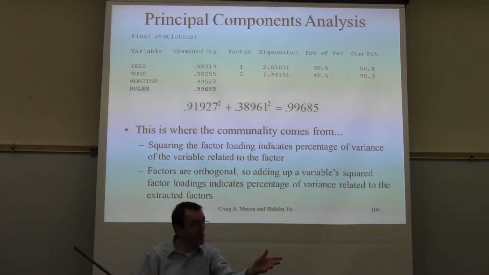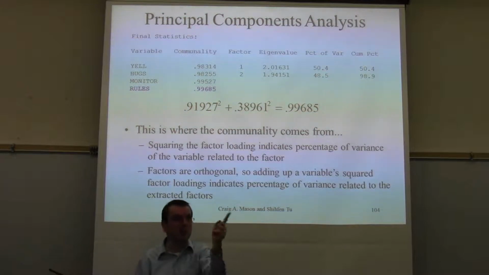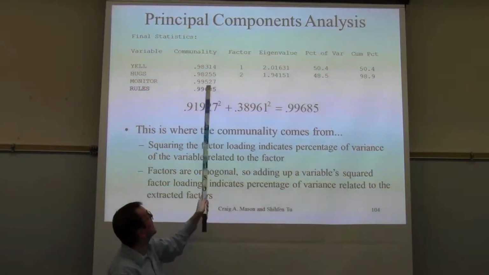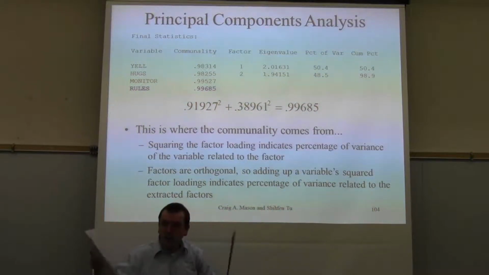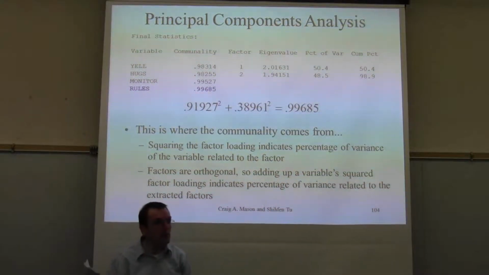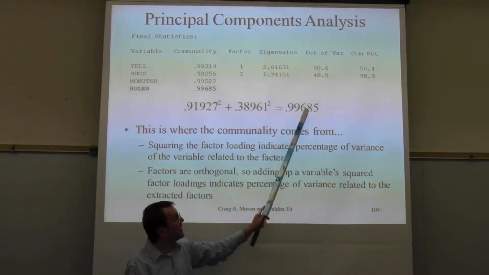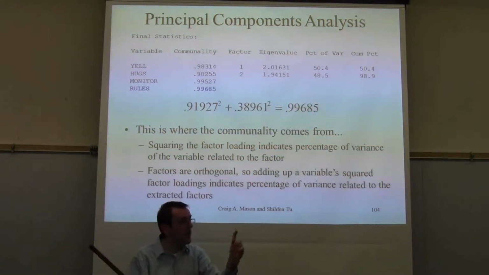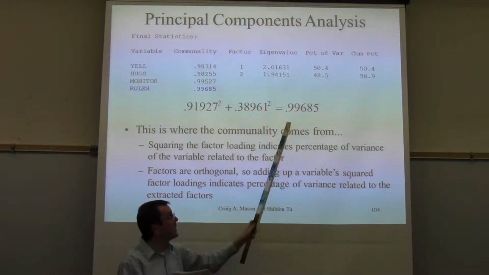That's what the communality is: how much of the variance in rules is related to the two factors. And sure enough, that is the communality. So it's all kind of related to each other in a wild sort of way. We square those factor loadings, those correlations between the variable and the factor, and we get the communality.